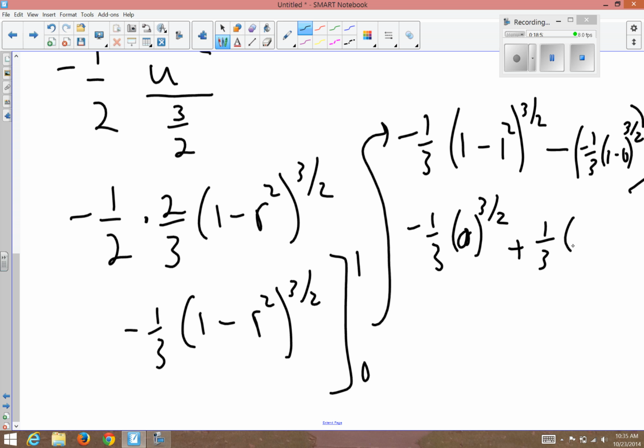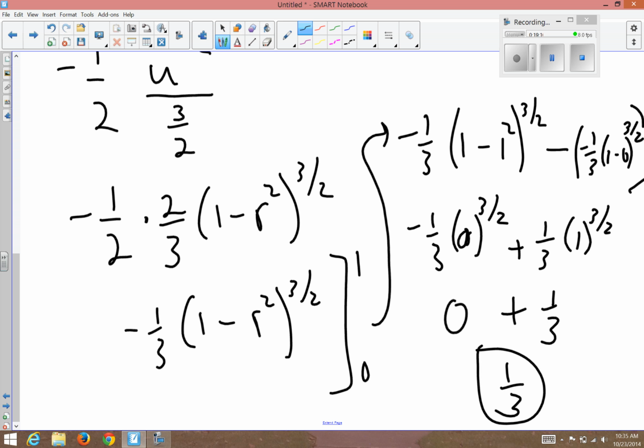1 minus 0 is 1. 1 to the 3/2 is going to be 1. So this term at the beginning is 0. 0 times anything is 0. The other term is positive 1/3, making the final answer 1/3. You can check this with a calculator.